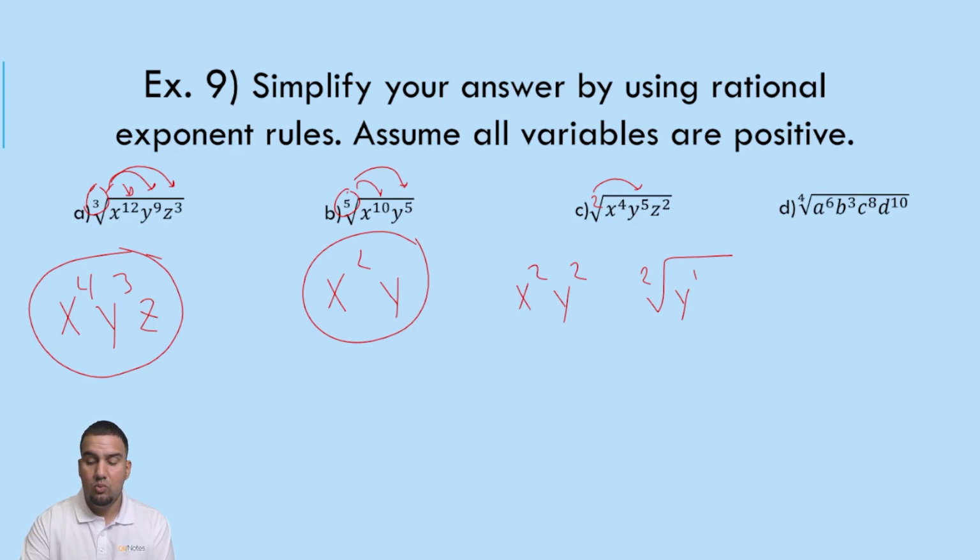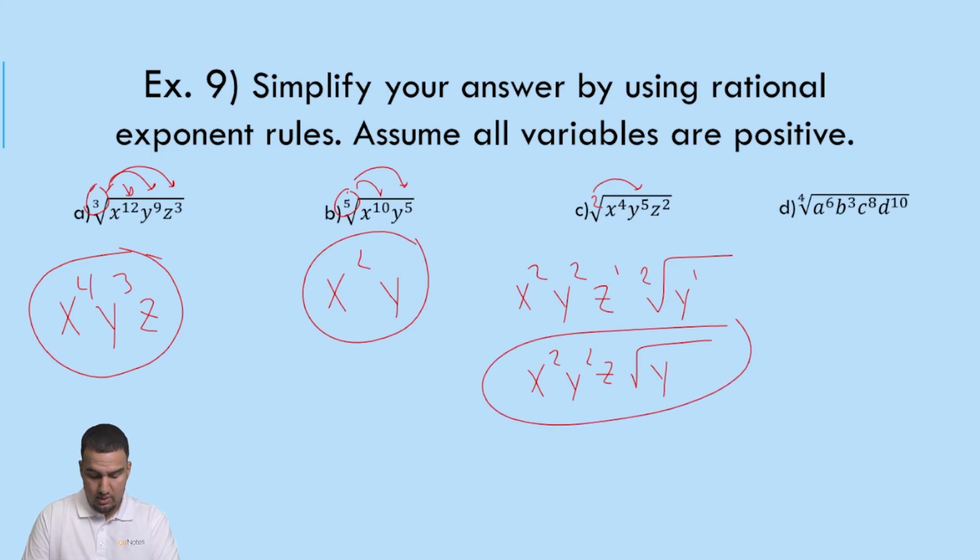So now I'm going to move on to the z to the second. I'm going to do the same thing. 2 goes into 2 how many times? 1, so it's going to be z to the 1 on the outside, but I don't need it. Now, there wasn't a remainder, so I wouldn't put anything in the inside. So my final answer is going to be x squared, y squared, z, and the square root, which I don't need, so I'm going to erase it, and then y, I don't need the 1, and that's my final answer.